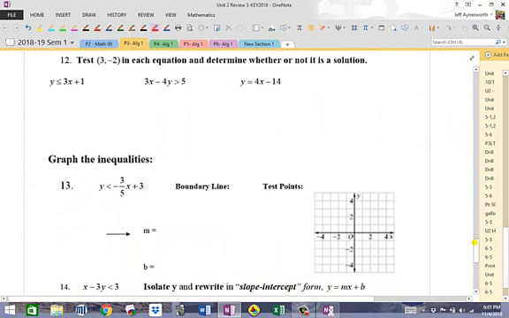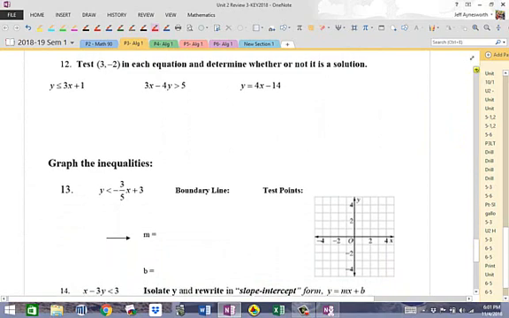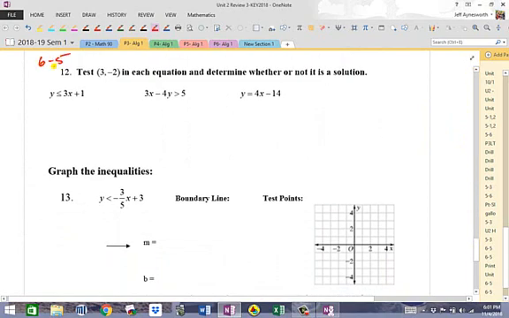All right, and now we're getting into section 6.5. Section 6.5 in our textbook.